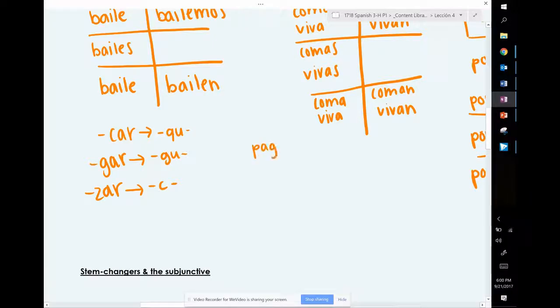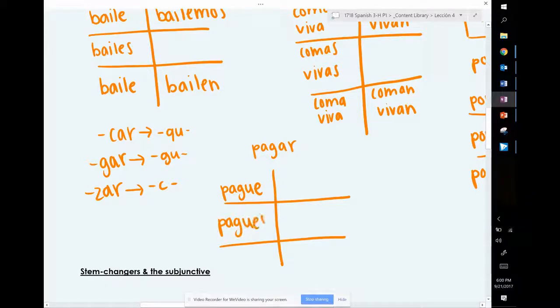For example, pagar, which means to pay, will become pague, pagues, pague, paguemos, paguen.